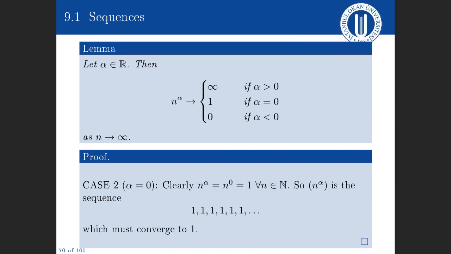Case 2, that's an easy one. Clearly, if we have n to the power 0, then we always have 1. So we just have the sequence 1, 1, 1, 1, 1, 1. And that sequence must converge to 1.